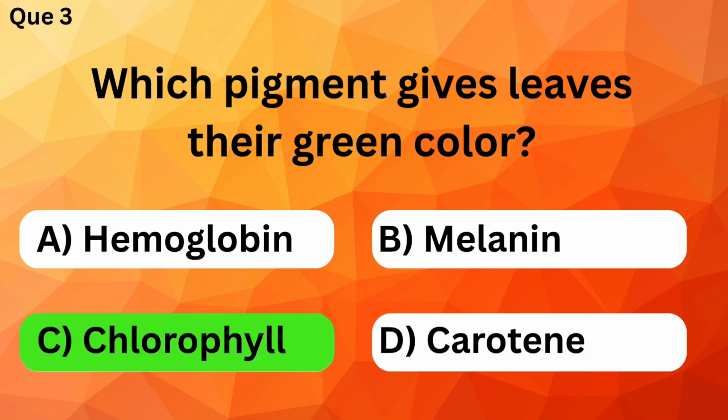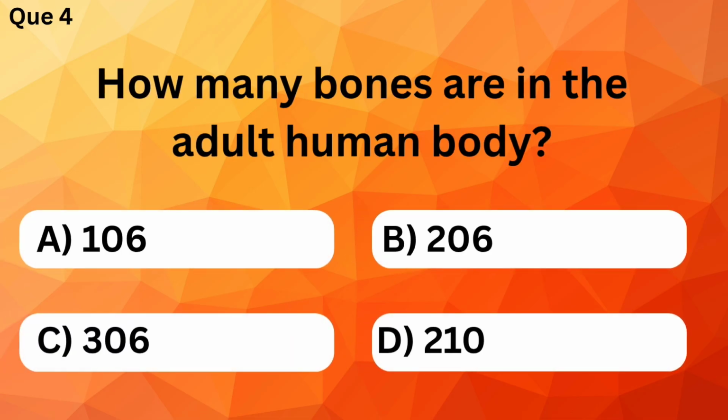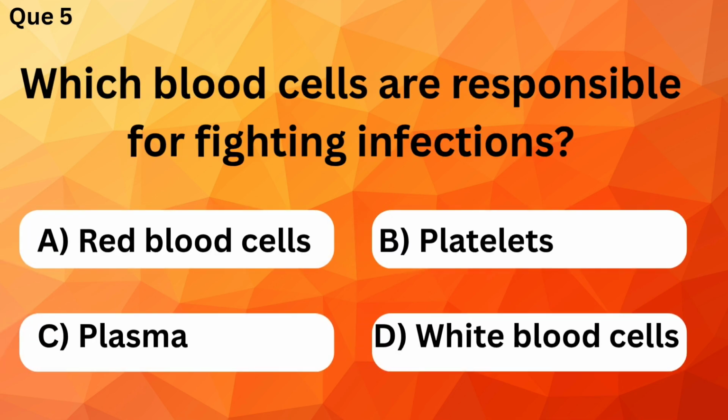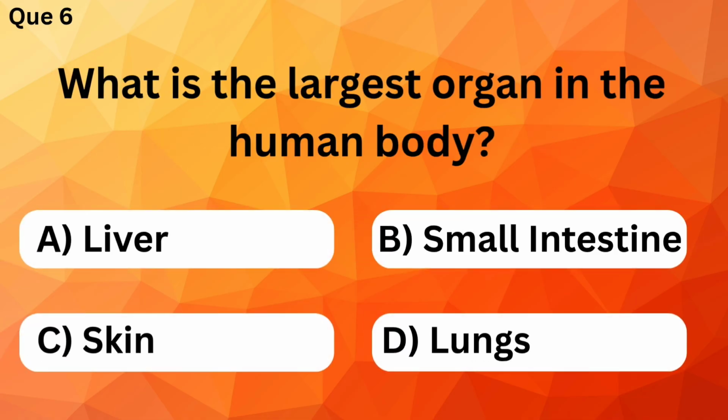C. Chlorophyll. How many bones are in the adult human body? B. 206. Which blood cells are responsible for fighting infections? D. White blood cells. What is the largest organ in the human body?